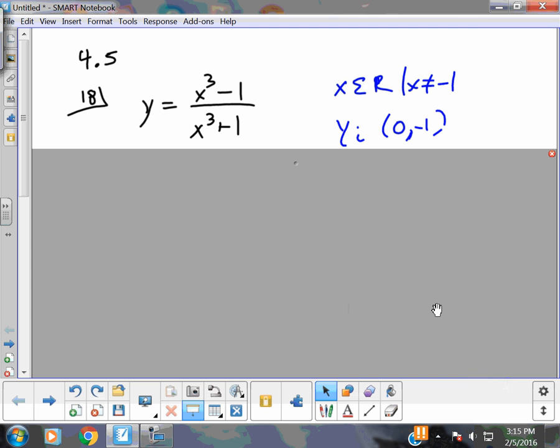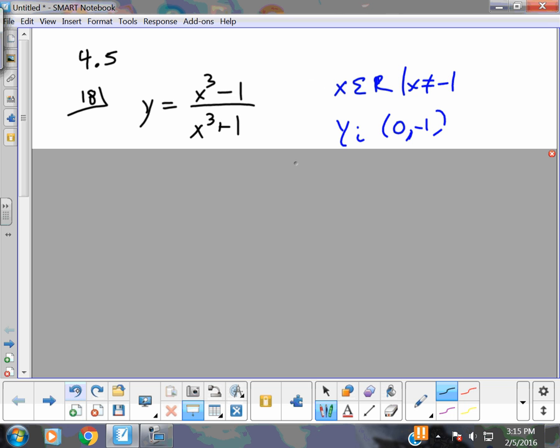Okay, so we're going to graph y equals x cubed minus 1 over x cubed plus 1. This is section 4.5 of Stewart Calculus, number 18, curve graphing. And I think we can all quickly see the domain of this is all real except at negative 1, where it is undefined, since it's a rational function. Also, by plugging in 0, we can quickly see that the y-intercept is (0, negative 1).